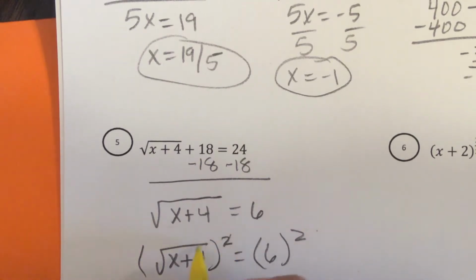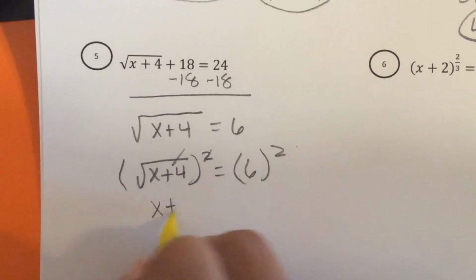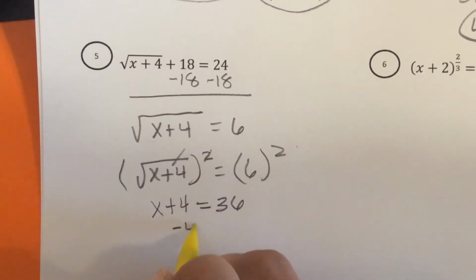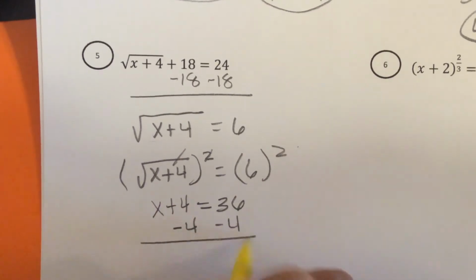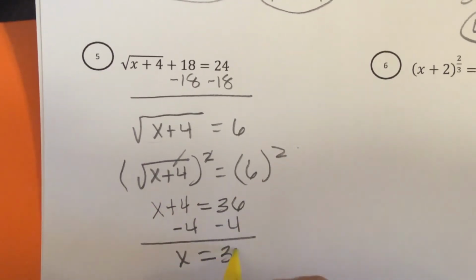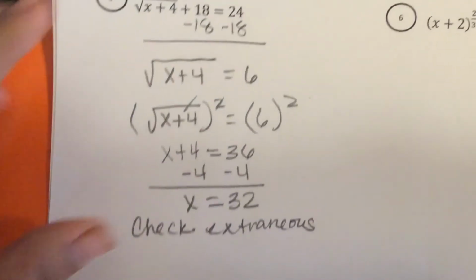Why do you want to do that? So they can cancel right here. So now we have x plus 4 equals 36. Subtract the 4. And so x is equal to 36 take away 4, which is 32. Now we have to check for extraneous solutions. Okay. So we have to check for extraneous.